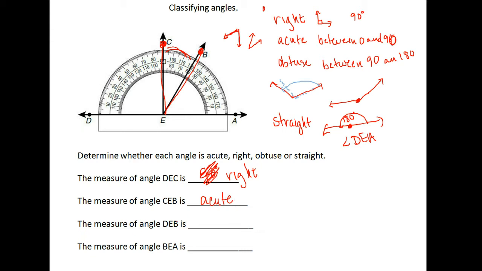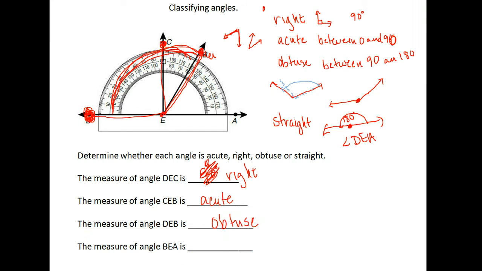Right, next we have angle DEB. So we're going to start over here at D. I'll try and make this thicker. We're going to run out to E and then up to B. Look at that opening. Notice it goes past being straight up. This is a big open angle, bigger than 90 degrees, so it is obtuse.